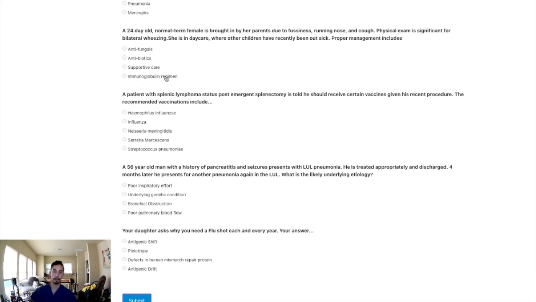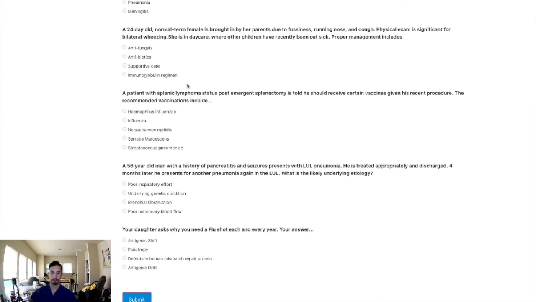Immunoglobulins is interesting. Perhaps if this was, instead of a 24-day-old normal-term female, a 1-day-old preemie in the NICU, immunoglobulin regimens such as palivizumab would be the correct answer. But in this case, I think supportive care is all you need.